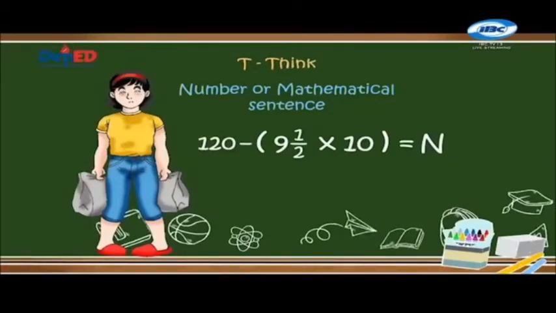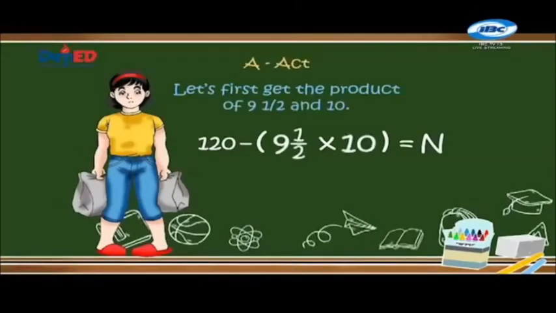Step 3. We already have a plan, so letter A stands for act on the plan. It means let us solve now the problem by showing our solution. 120 minus the group of 9.5 times 10 equals n. By following the order of operations, let's first get the product of 9.5 and 10.